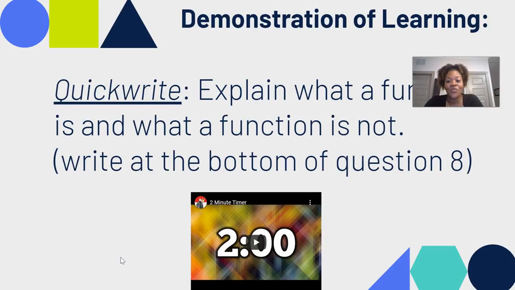All right, so we're at our demonstration of learning. Go ahead and I want you to look at the notes or any examples you've completed today, and you will complete a quick write. The quick write says, explain what a function is and what a function is not. You may write your response at the bottom of question 8.